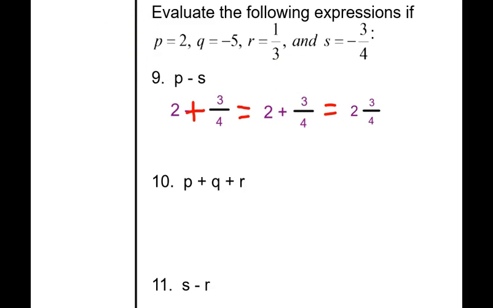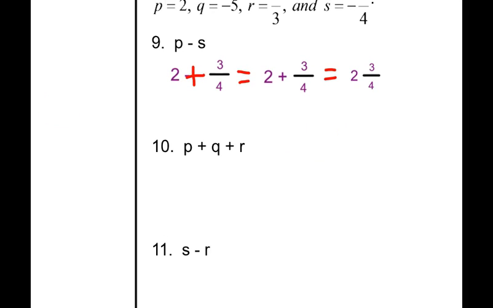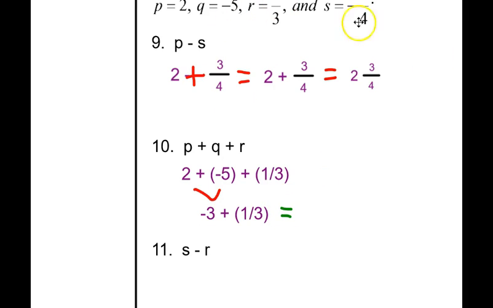All right. Number 10, P plus Q plus R. P is 2 plus Q is -5 plus R is 1/3. So we get 2 plus -5 plus 1/3. 2 plus -5 is -3. So now we're left with -3 plus 1/3. And you can type this into your calculator if you need, but -3 plus 1/3 is going to give us an answer of -2 2/3.